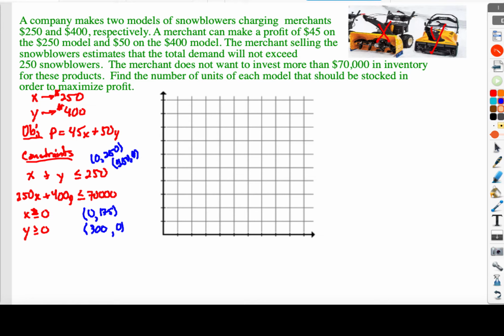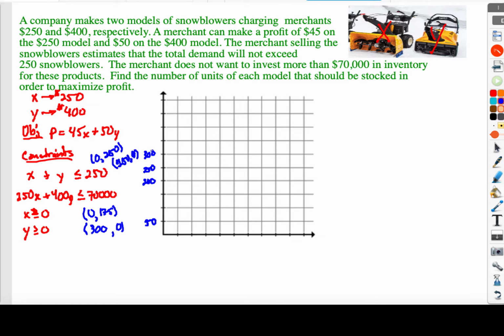So now what we can do is go ahead and plot our points. I know that my y values need to go up to at least 250, so maybe count by 50s. We can say 50, 100, 150, 200, 250, and then we go up to 300 here.